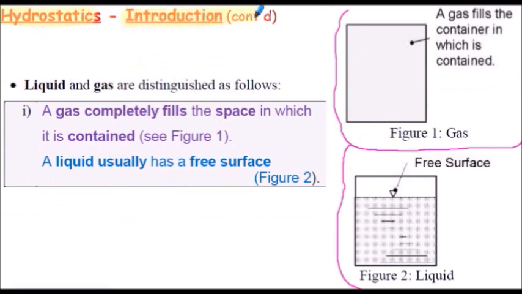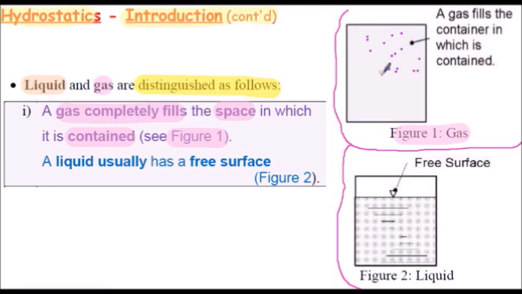Introduction continued. So a liquid and a gas are distinguished by the following characteristics. Firstly, a gas completely fills the space in which it is contained, shown in figure 1 here. In this particular case, the gas fills the entire container, whatever the shape of the container, whereas a liquid usually has a free surface, shown in figure 2.